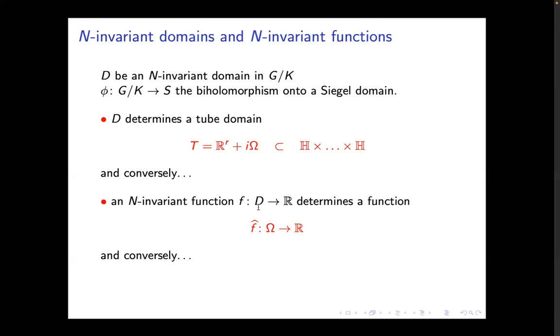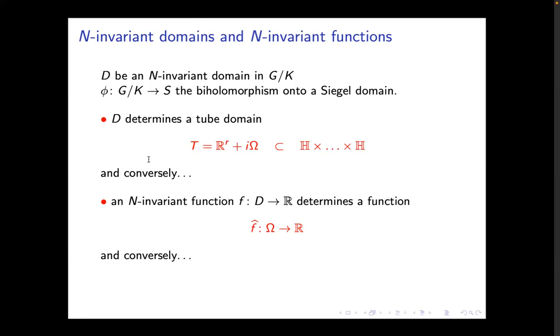Similarly, if we have an invariant function from D to R, this also determines a function from the base of this little tube associated to D into R, and conversely. So we have a one-to-one correspondence between N-invariant functions on D and functions on omega. And the regularity is also preserved.